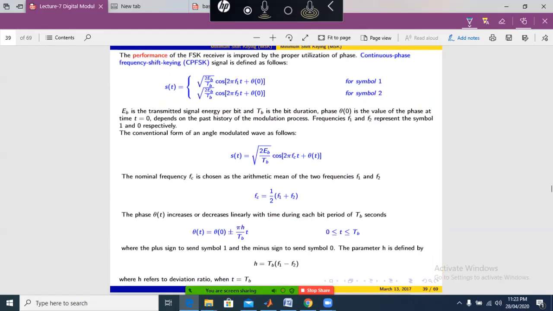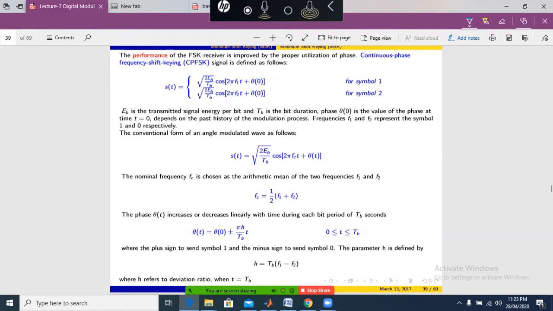So in FSK we used two tones. One is F1 for symbol 1 and F2 for symbol 2. Here we are using the same practice, but we are concerned about the initial phase of the symbol, because the initial phase of the symbol will help us to determine the phase at the end of the bit duration. So this is the phase at time 0, and we also want to know the phase at time TB, which is the bit duration.